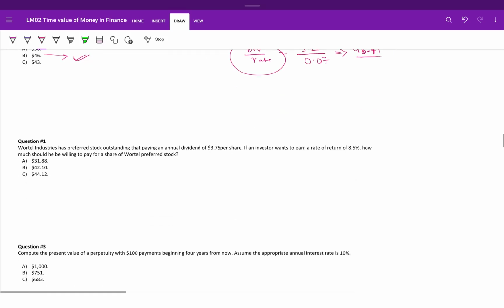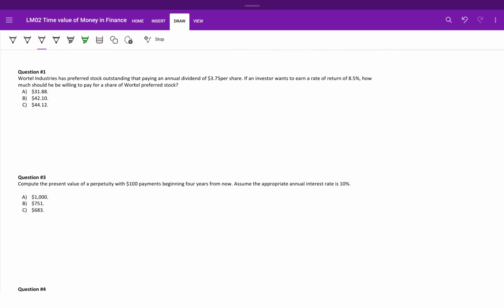Okay, so question number one. Water Industries has preferred stock outstanding that pays an annual dividend of 3.75%. If the investor wants to earn a return of 8.5%, how much should he be willing to pay for a share of the stock? This is again a relatively easy question. No growth rate is given, so this is a no-brainer kind of question.